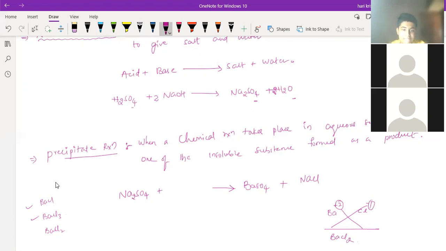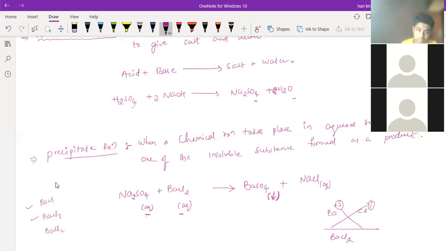Okay, so the barium chloride formula is BaCl2. Whenever sodium sulfate reacts with barium chloride, it will form barium sulfate plus NaCl. This barium sulfate will form the precipitate, meaning it will settle at the bottom of the beaker, and NaCl will form an aqueous solution. When you are doing the precipitate reaction, both reactants should be in the aqueous state only, not solid or gas.